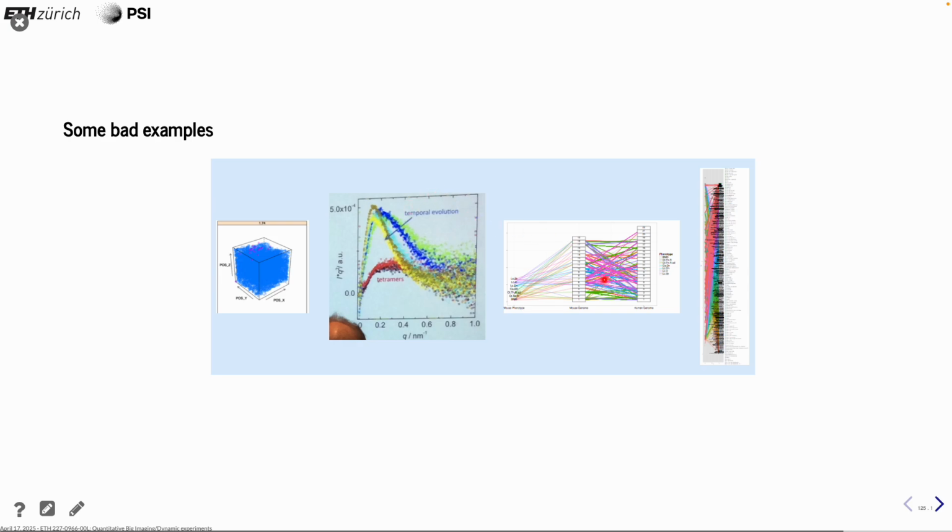That one, well, some kind of network graph. That one is maybe possible to interpret, but that is completely impossible. And all this has been presented in papers or in presentations on different occasions. So please don't do things like this.